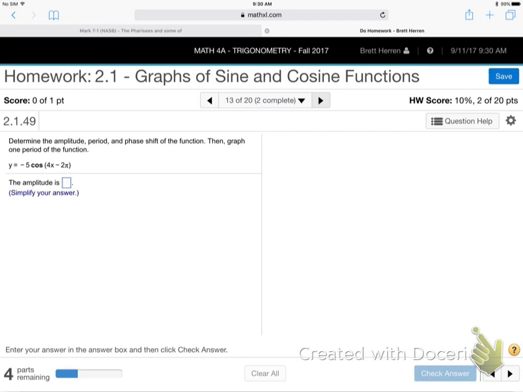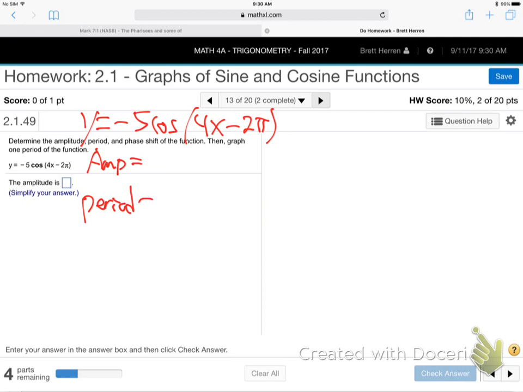So, yeah, let's take a look. So this one is y equals minus 5 cosine of 4x minus 2 pi. Okay, so go ahead and go through the different things. They want the amplitude and the period and the phase shift. See if you can find those, and then make a little one period graph.